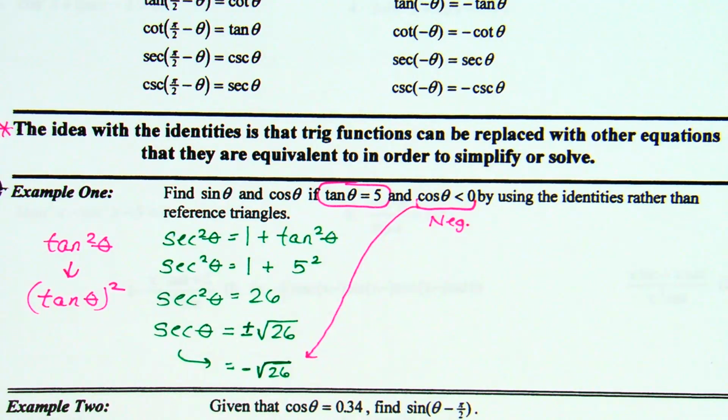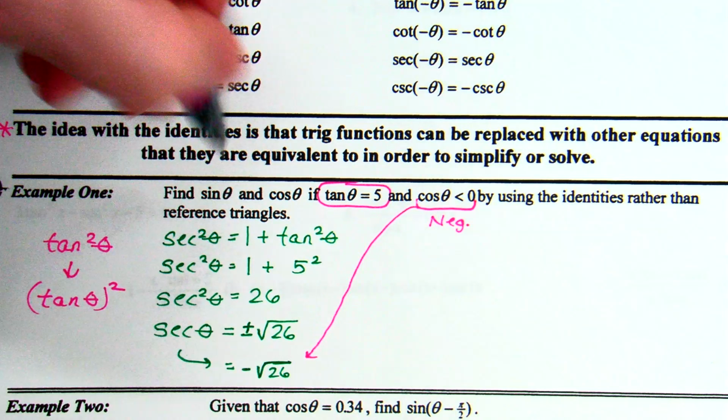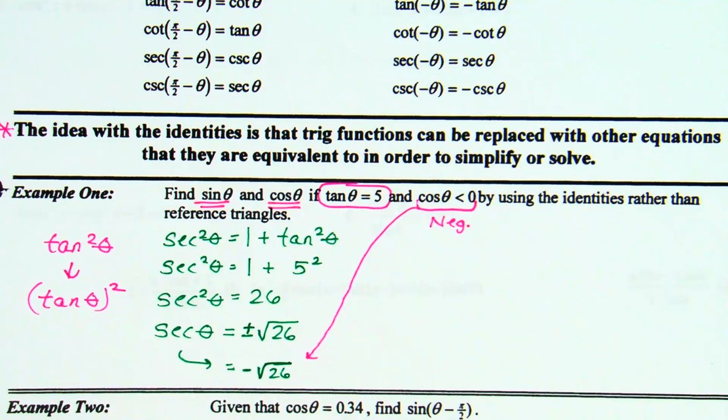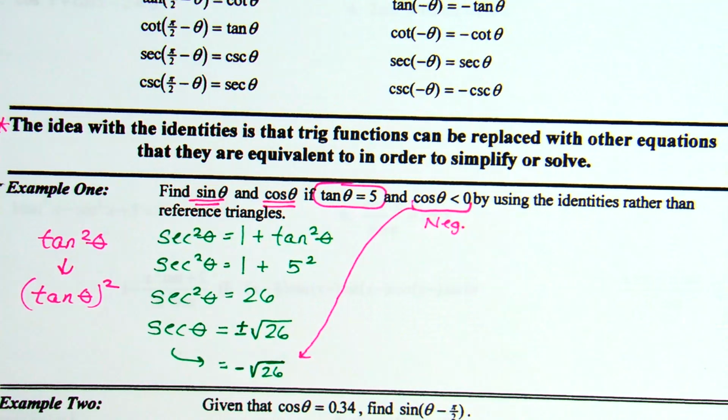Now, all of that work, have I found any of my answers yet? No, the direction said find sine and cosine. Where could I proceed since I know secant is the negative square root of 26? If we know secant, we know cosine, because secant and cosine are reciprocals, yes? Okay, so essentially I'm honestly fine if you just write what cosine is at this point.